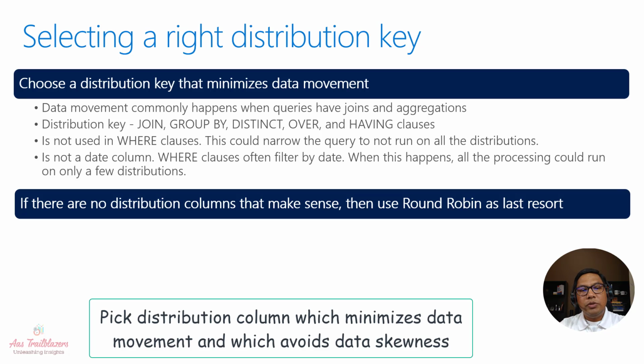If there are no distribution columns that make sense, then you should use round robin as the last resort. With that, we can conclude our discussion on the different distributed tables, round robin and hash distributed tables, and switch to replicated tables, which are the third type of table that we can create in SQL pool.